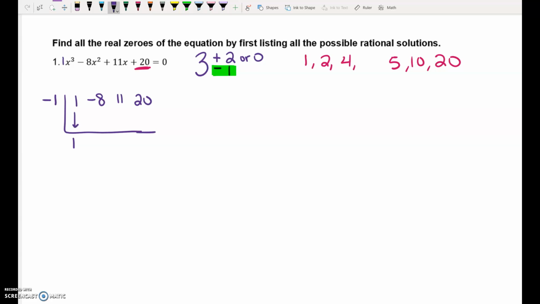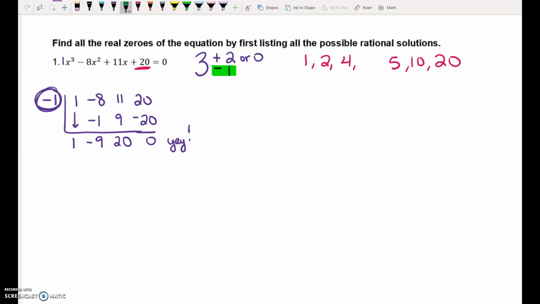Negative 1 times 1 is negative 1. That gives me negative 9. That would be positive 9, which is positive 20. This is looking good. Did we really get 0 on the first try? This means negative 1 is a solution.